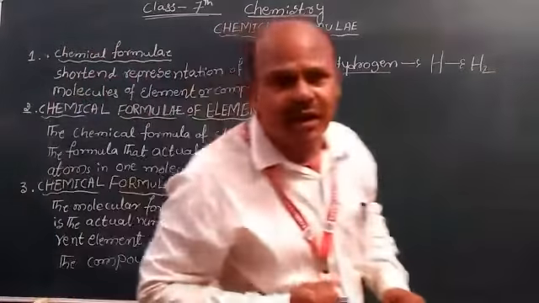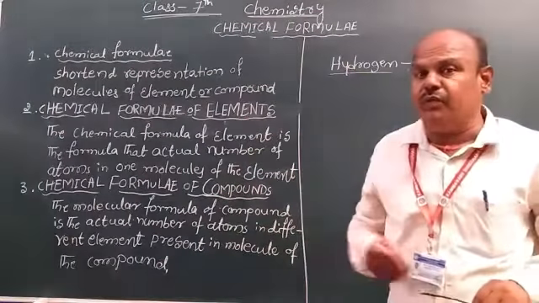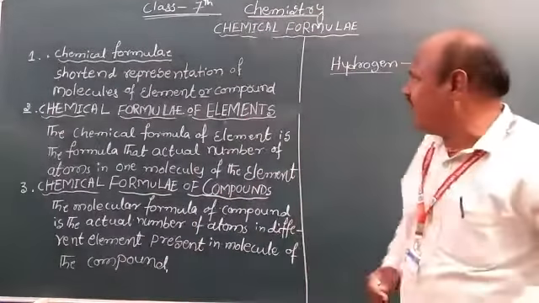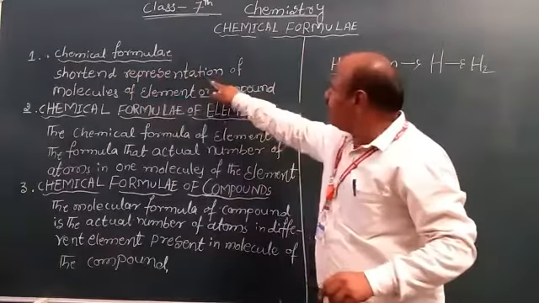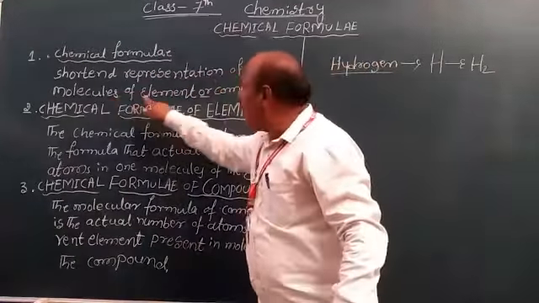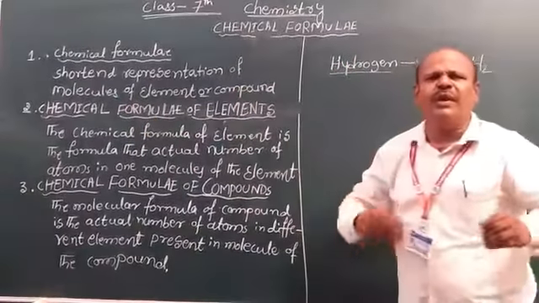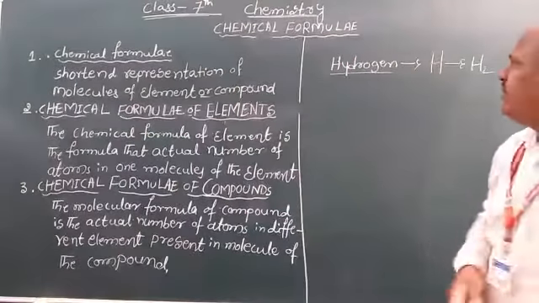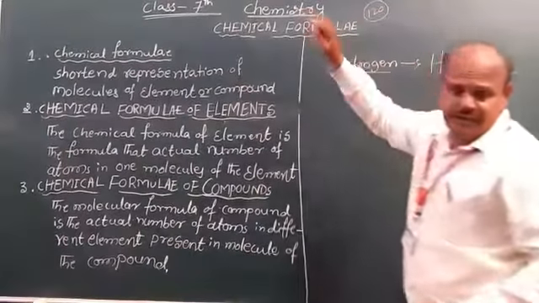For example, water. Water is a compound. The chemical formula of water is H2O. We shall discuss it later. The chemical formula means it is a shortened form of representation of a molecule of an element or compound. That is the chemical formula. Now take the chemical formula of the element. So many elements you learned. How many elements are there? So far 120 elements are present.